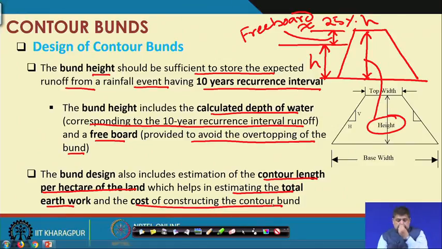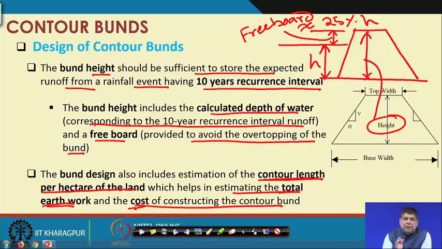So, obviously, once we have the cross section with us, when we know the vertical or horizontal interval, then we can also find out in a hectare of area what will be the total contour length. Knowing the cross section and the total contour length, we can find out the total earthwork required if we want to go for construction. If you know the unit cost of earthwork, we can calculate the total cost of earthwork, and of course, that will help us in finding out the total cost.